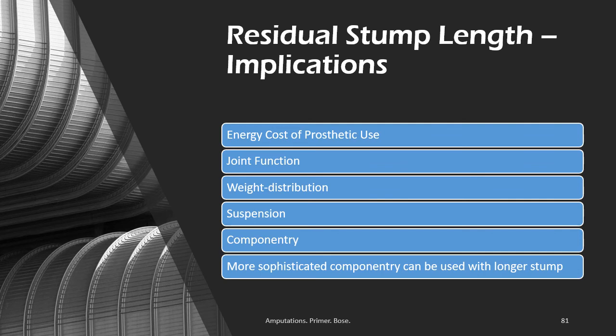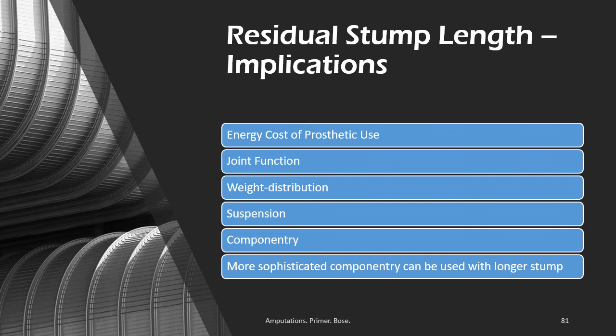A longer stump allows for better prosthetic joint function, but it should not be so long as to impair the functioning of the joint. A longer stump allows for preventing localization of the weight, with more available surface area for distributing the body weight being borne by that residuum.